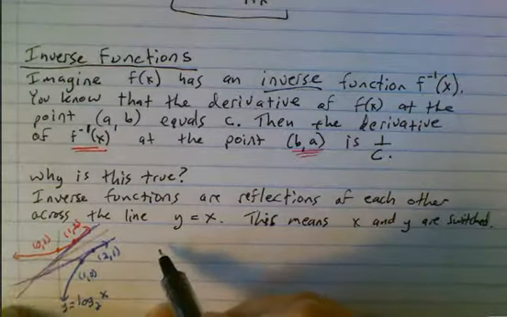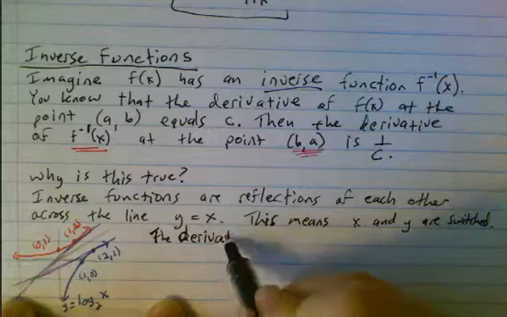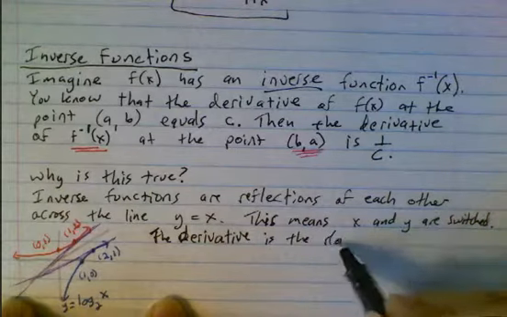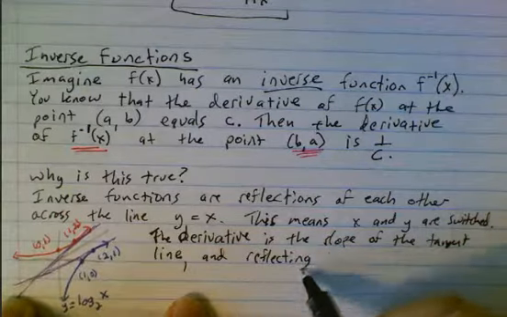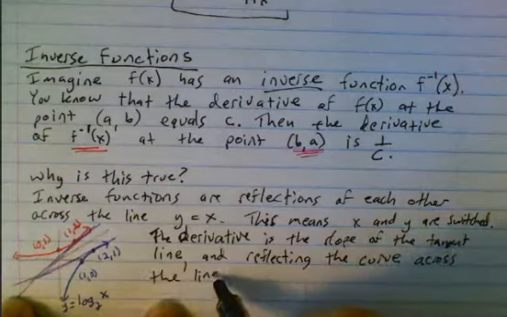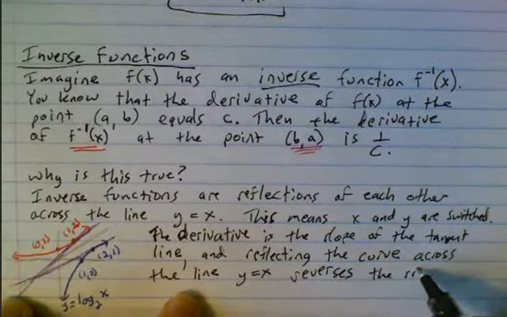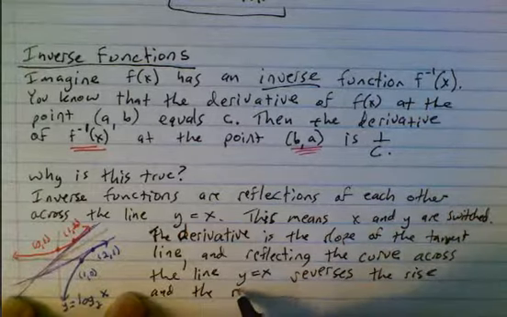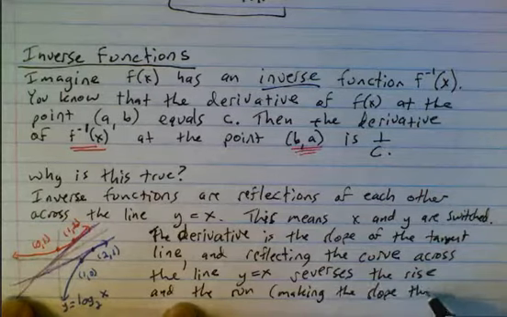So let's write that down just as a summary. The derivative is the slope of the tangent line, and reflecting the curve across the line y equals x reverses the rise and the run. That makes the slope the reciprocal.